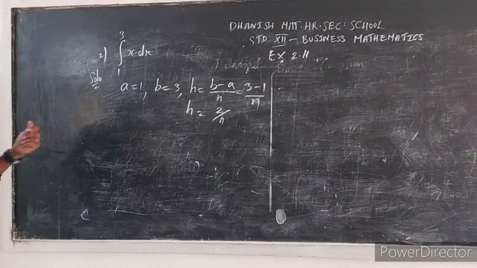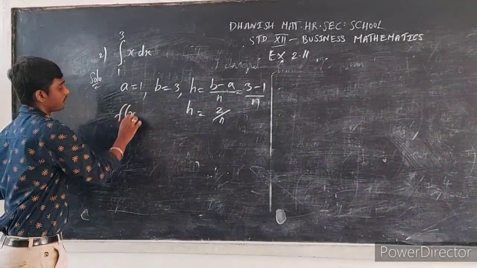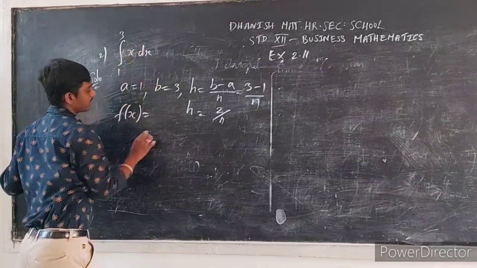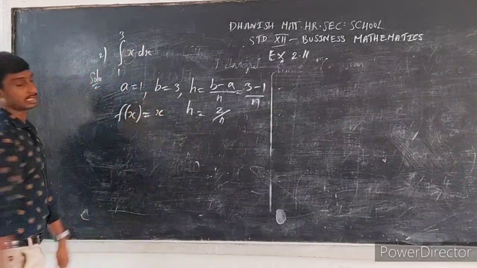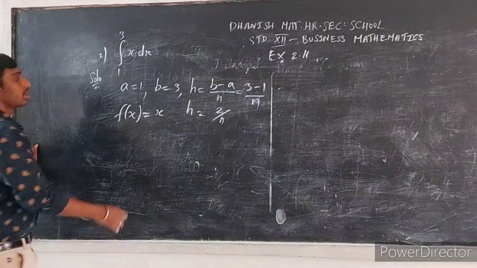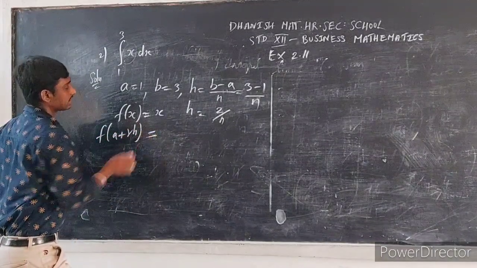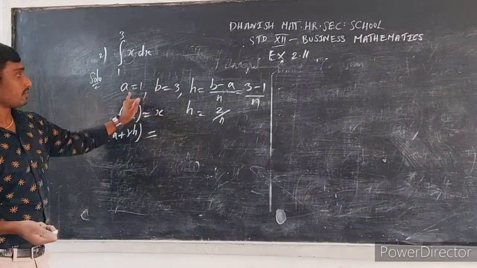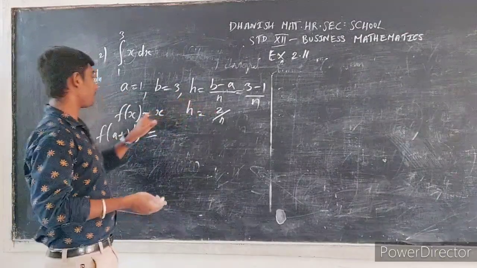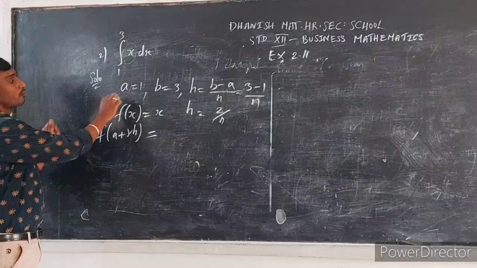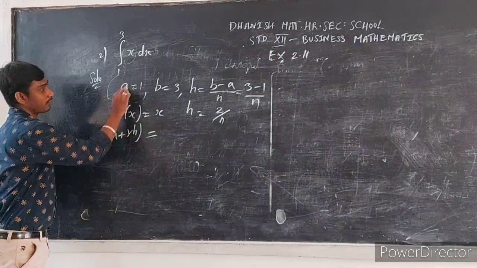Let's find out the f of x. This one is the f of x value. What is the f of x value here? That will be x. Let's substitute into it. We are going to find out f of a plus rh. The next step. This one is the first step: given a, b, and h, then f of x. The 4 given data values you have to find out here.